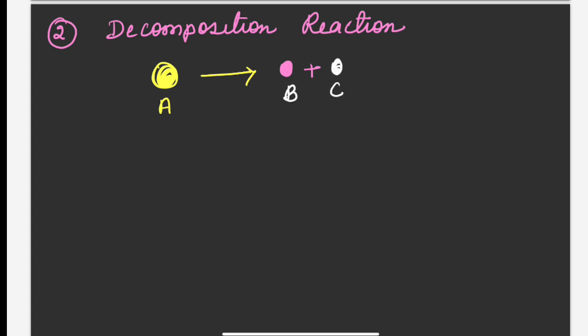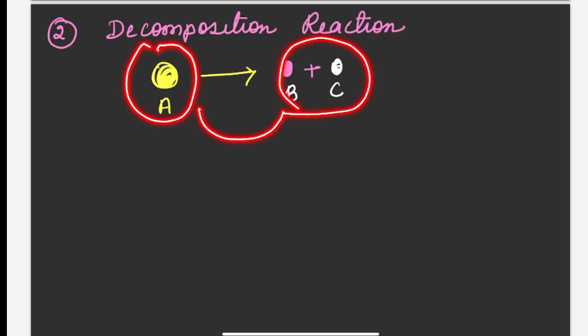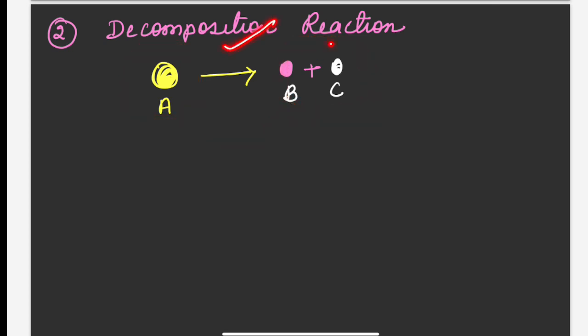What is happening here? How many reactants have we taken? We have taken one reactant. How many products are we getting? We are getting two products. Such a type of reaction we call decomposition reaction. So one reactant will be converted into two or more products. Such reactions are called decomposition reaction.